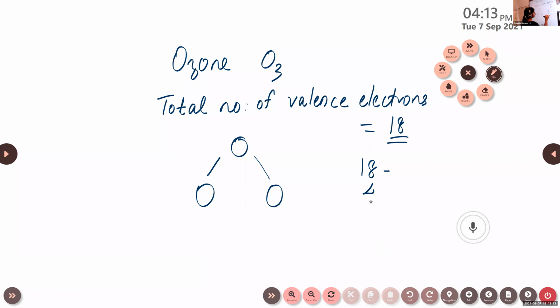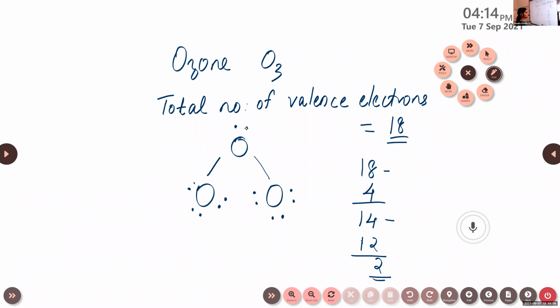14. So tell me, Anashwara, how can we distribute the remaining 14 electrons? The terminal oxygen atom with 6 electrons, right? 1, 2, 3, 4, 5, 6. Again 1, 2, 3, 4, 5, 6. So already 12 electrons are distributed, then only 2 remain. These 2 electrons will be at this oxygen.